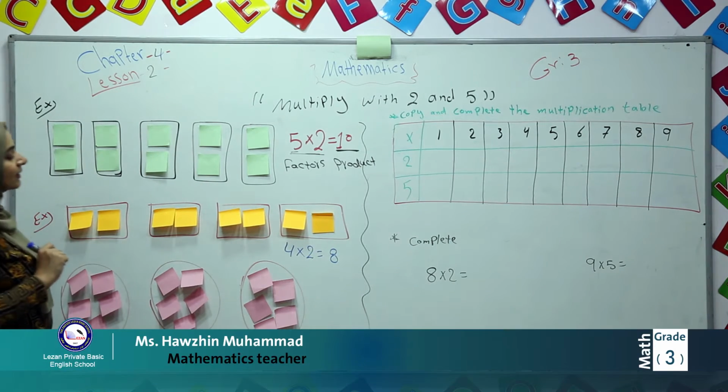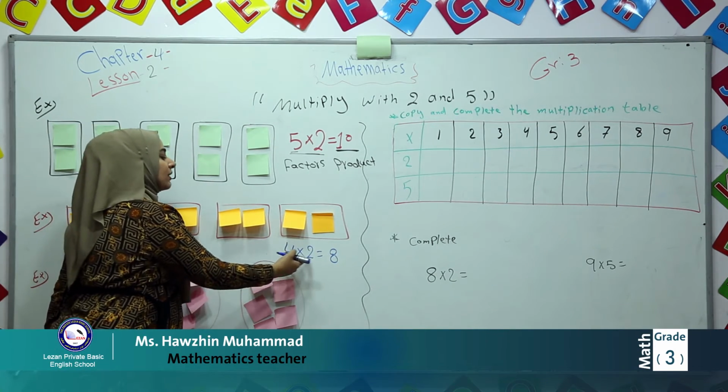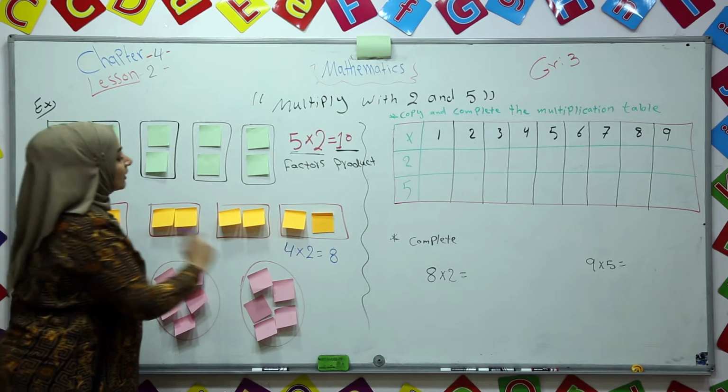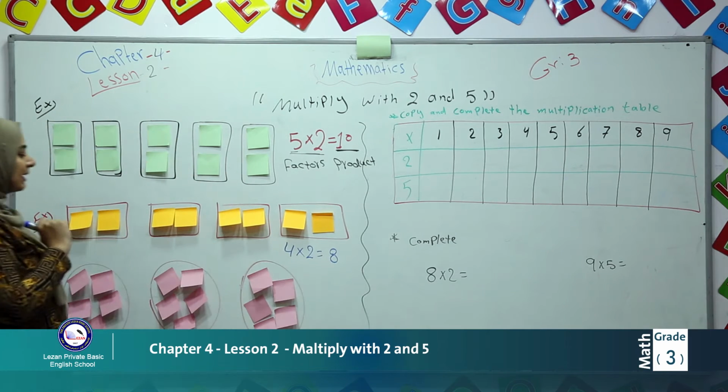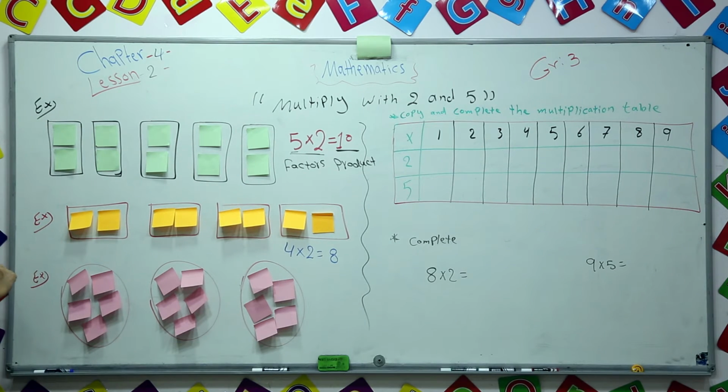So what are the factors here? The factors are 4 and 2. And what is the product? The product is 8.